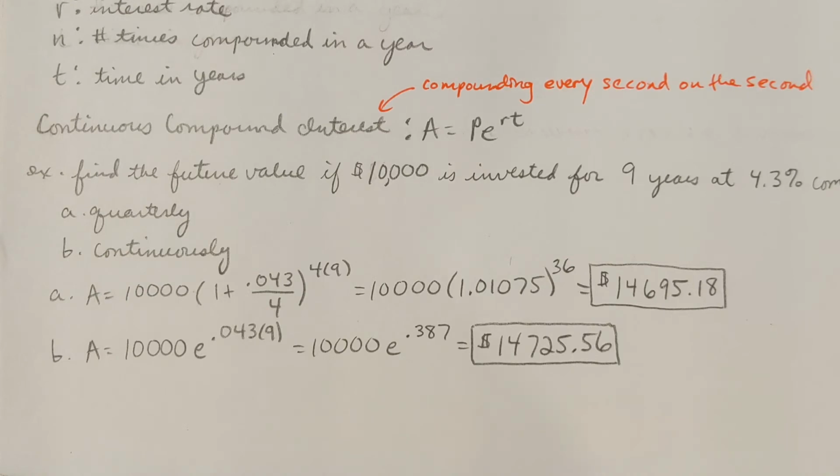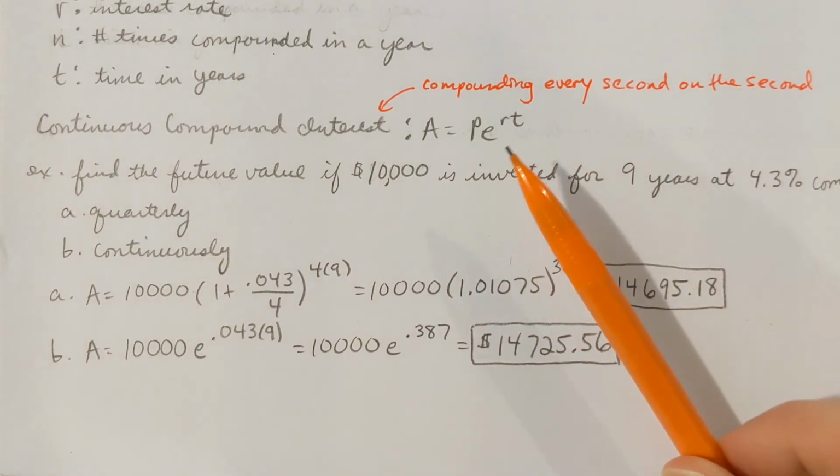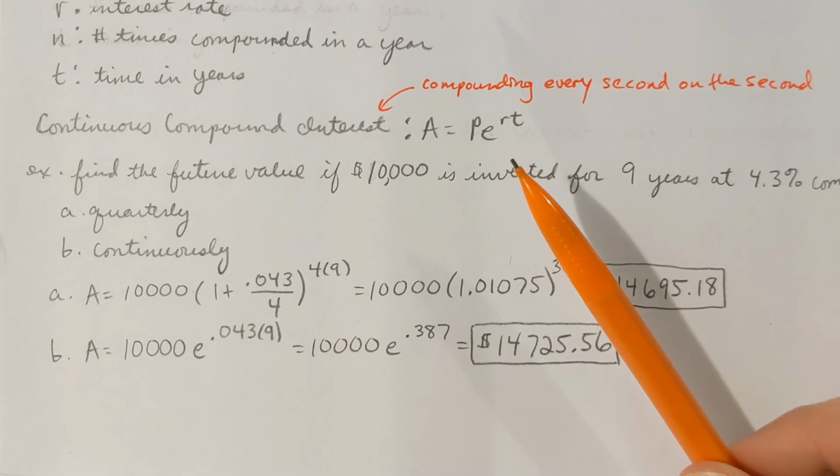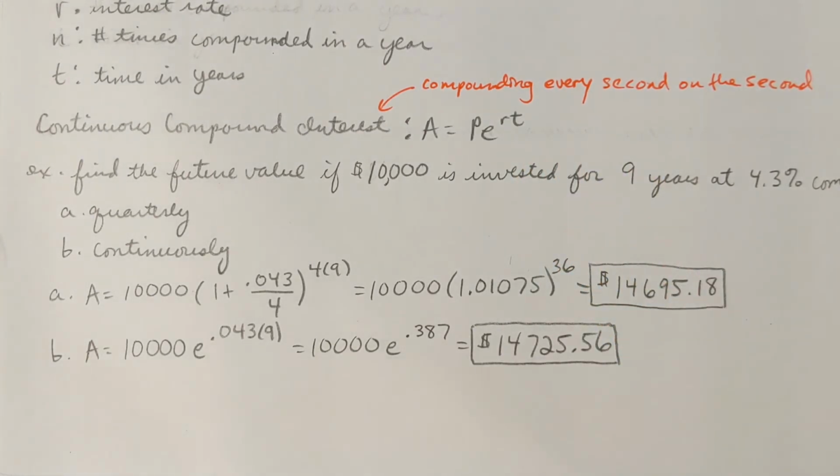So while the PERT equation is not really a practical formula for investing money, it's actually a super, super important formula for looking at how other populations grow over time or get smaller over time.